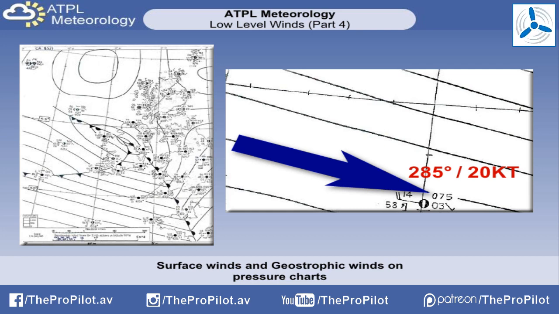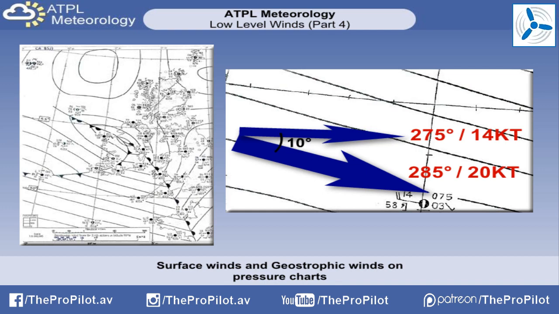What will the surface wind be doing though? If this location were over the sea surface, we would have to remember what direction the surface wind was in relation to the geostrophic wind. In the northern hemisphere, the surface wind was like this compared to the geostrophic. If you remember, the angular difference was 10 degrees over the sea. Therefore, the surface wind is approximately 275 degrees and the speed is about 70% of the geostrophic, therefore approximately 14 knots.